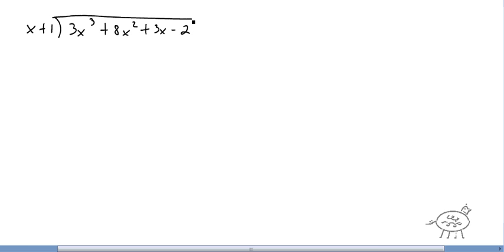Okay, so let's do a problem, and as we're doing the problem, we're going to write down the steps. So this is what it's going to look like. You're going to see x plus 1 divided into 3x cubed plus 8x squared plus 3x minus 2. Okay? So it's long division. So I'm going to write the steps on the side here.